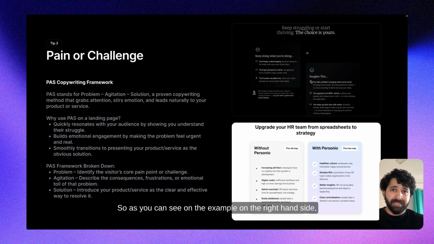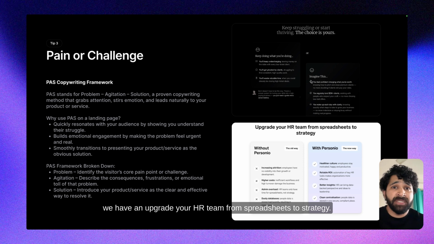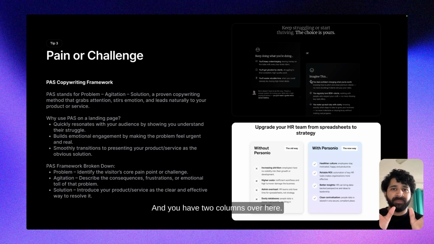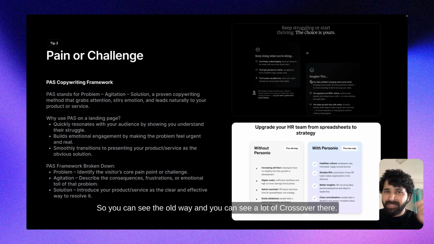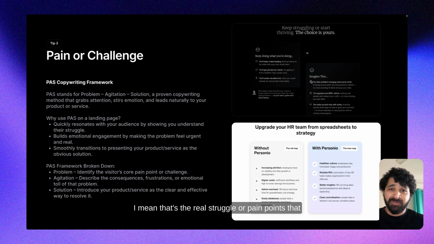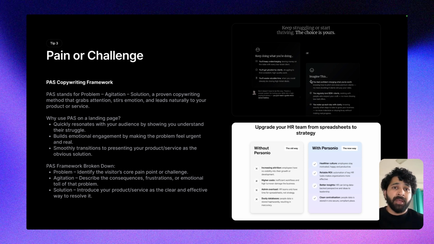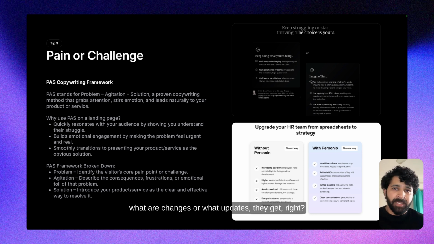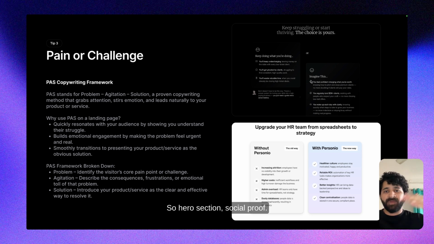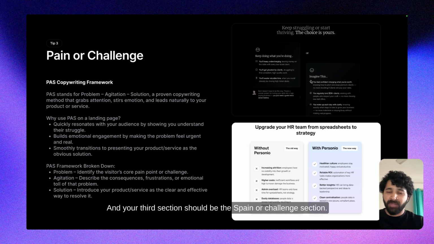As you can see in the example on the right-hand side, we have "Upgrade your HR team from spreadsheets to strategy," and we have two columns over here. The first one is without Personio. You can see the old way, and you can see a lot of crosses there. That's the real struggle or pain points that potential customers are going through. And on the right-hand side, you can see using Personio, what changes or updates they get. So you can use this in your landing page: hero section, social proof, and your third section should be this pain or challenge section.